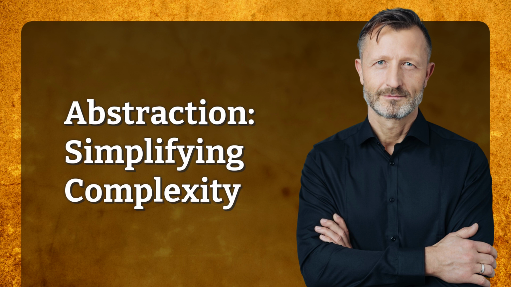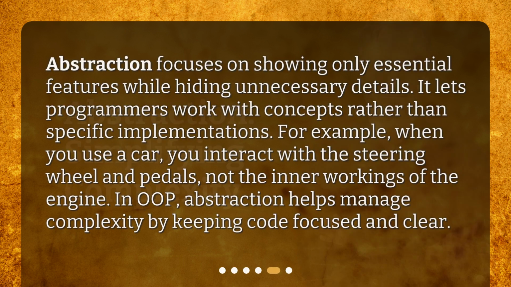Abstraction, simplifying complexity. Abstraction focuses on showing only essential features while hiding unnecessary details. It lets programmers work with concepts rather than specific implementations. For example, when you use a car, you interact with the steering wheel and pedals, not the inner workings of the engine. In OOP, abstraction helps manage complexity by keeping code focused and clear.